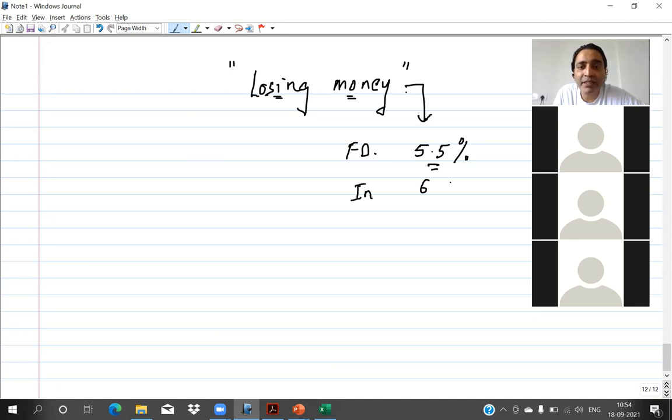Inflation chal rahi hai 6%. So guys, bank mein paisa rakhne se hum negative returns kama rahe hain. And I'm not exaggerating. Since Ruchi has brought up this topic, I will have to tell you the truth. We actually lose money when we keep it in fixed deposits.